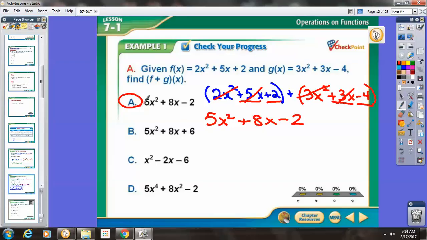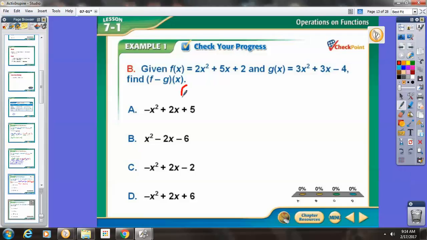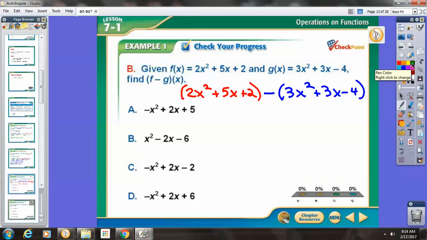This next one is a subtraction problem. Should we go ahead and try that one, please? Okay, if we're taking the f function, 2x squared plus 5x plus 2. We're subtracting from that 3x squared plus 3x minus 4. Did you guys remember to change your signs in the second polynomial? Got a plus and then change all of my signs.